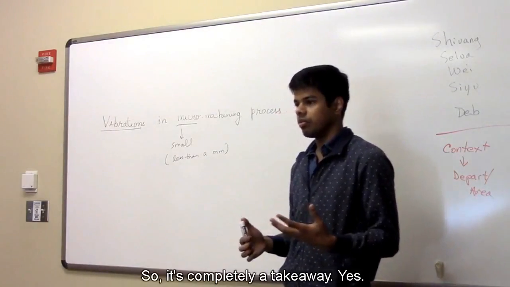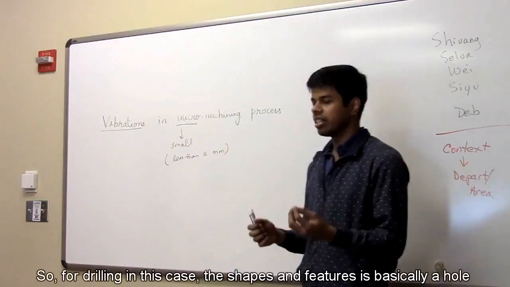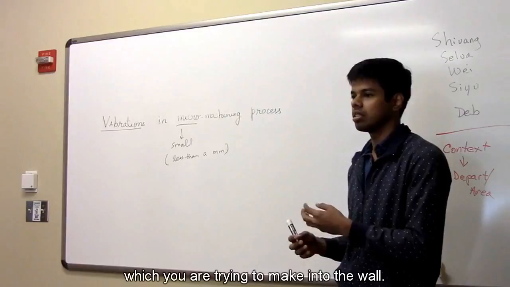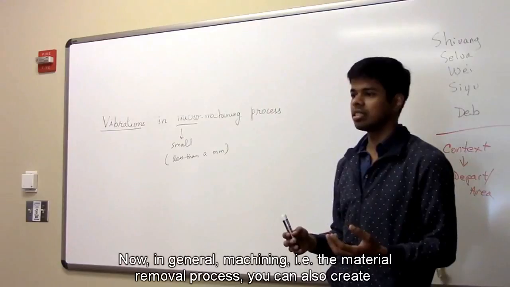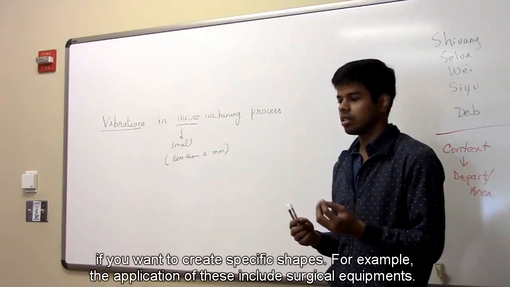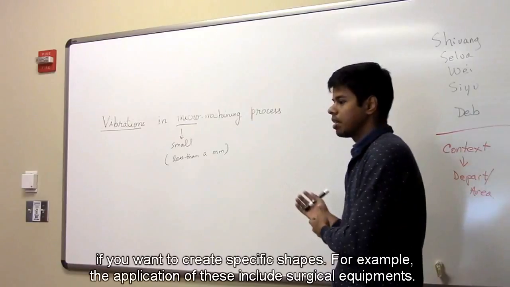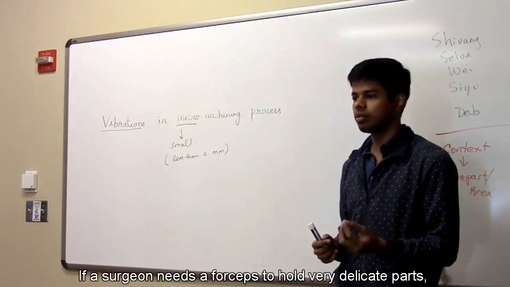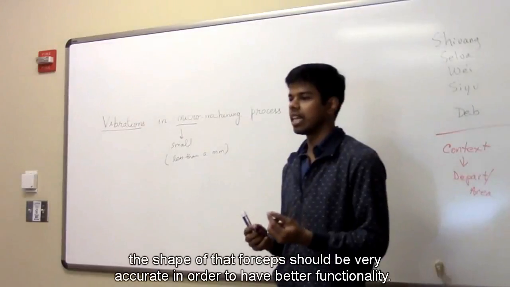So it's completely a takeaway, not an addition, but always takeaway. Drilling in this case, the shape and the feature is basically a hole which you are trying to make into the wall. Now in general machining, you can also create specific shapes, for example, the applications include surgical equipment. If a surgeon needs a forceps to hold very delicate parts, the shape of that forceps should be very accurate in order to have better functionality.